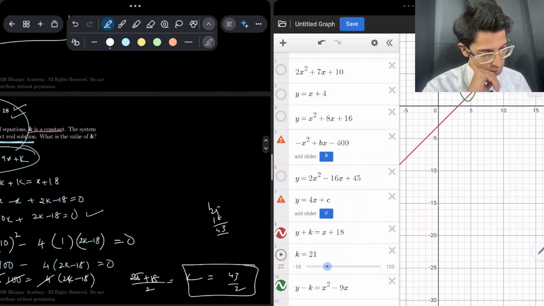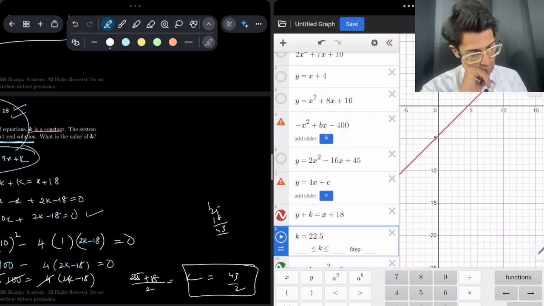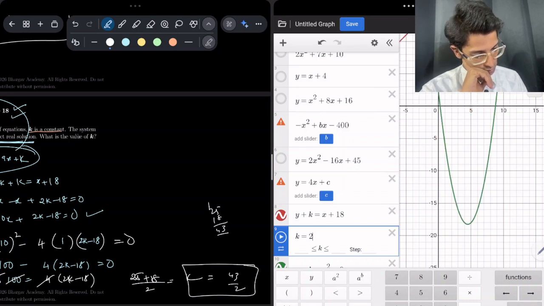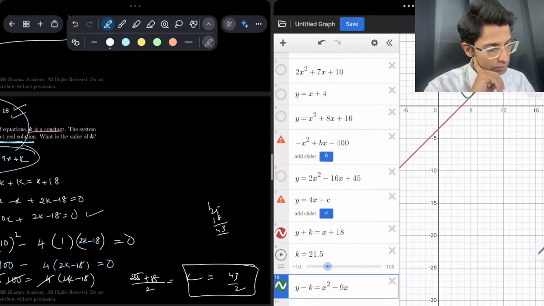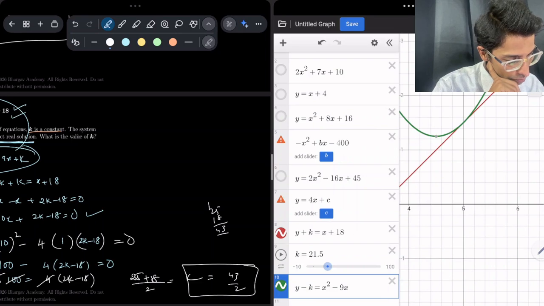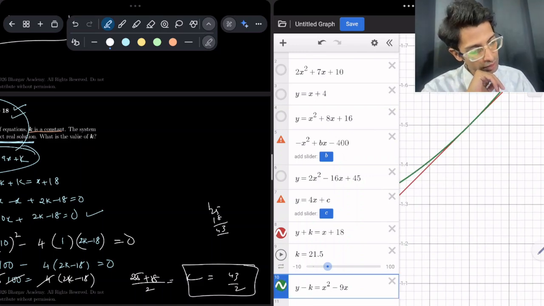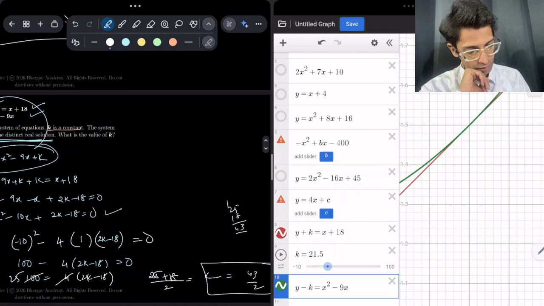Since I already know the answer, which is 43 by 2, it is coming out to be 21.5. Yes. So that is the exact point where they are meeting, and it's a little bit messy to do with Desmos because it's hard to find this point. So I would prefer the algebraic way here.